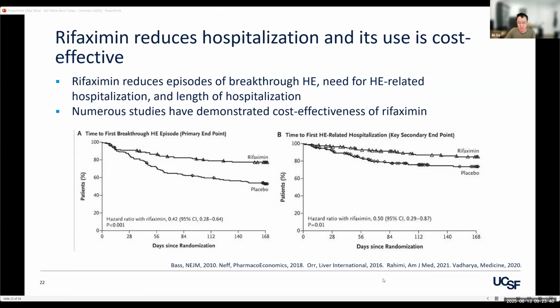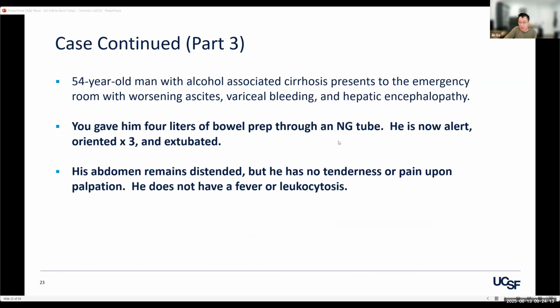Rifaximin is effective. It reduces hospitalization. Its use is cost effective. There are like 8-9 different studies that have shown that rifaximin reduces episodes of breakthrough HE, need for HE-related hospitalizations, and length of hospitalizations. But I think the major problem with rifaximin is that many insurance companies haven't seen the light and don't approve it upon discharge. So really getting a supply for outpatient use is super important, because that's what's going to keep them out of the hospital as well.